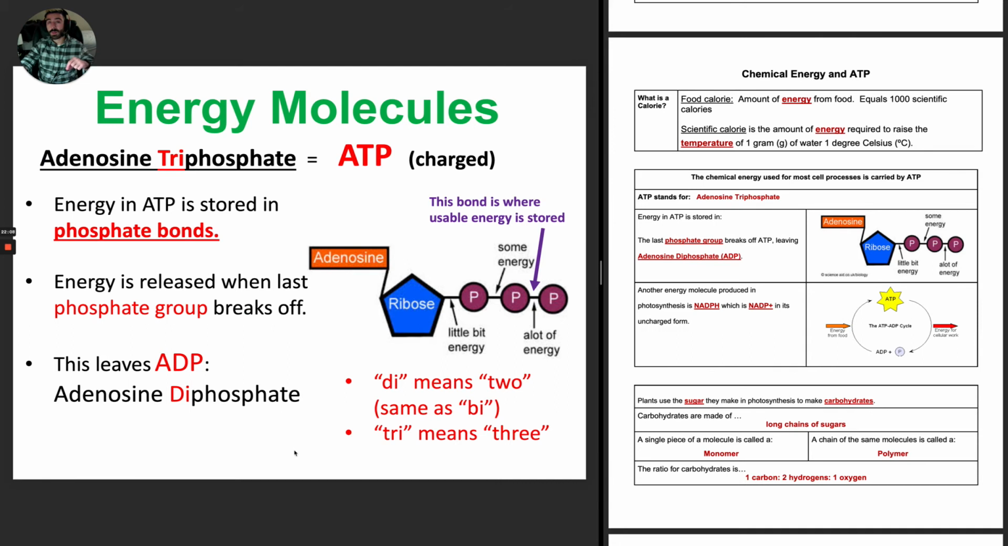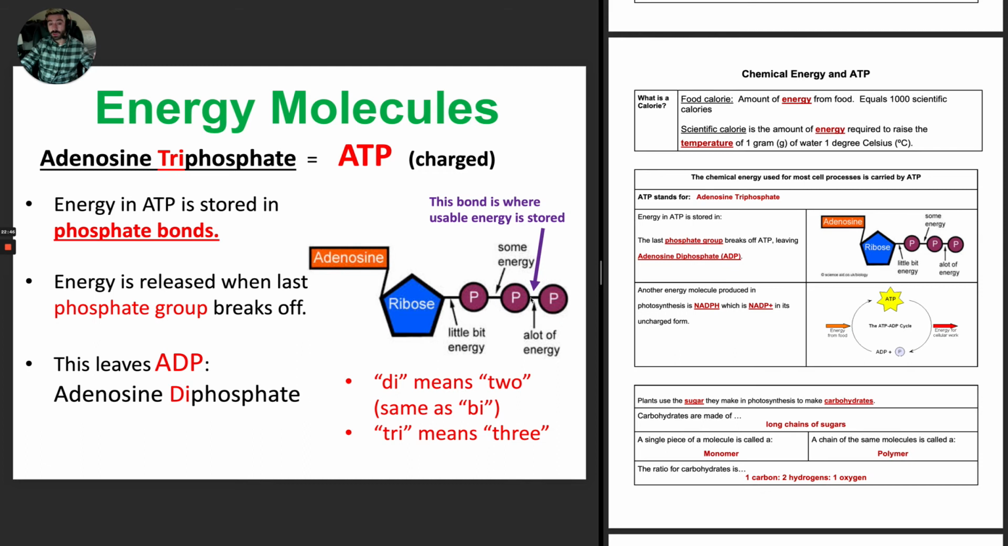But now let's talk about how molecules store energy. I've mentioned ATP a few times in a few units. Let's finally talk about it. ATP stands for adenosine triphosphate. The tri means 3. Here's an ATP molecule. Now, energy in ATP is stored in what we call phosphate bonds, which are bonds between these phosphate groups. So we've got adenosine, we have a ribose sugar, and then we have 3 phosphate groups.